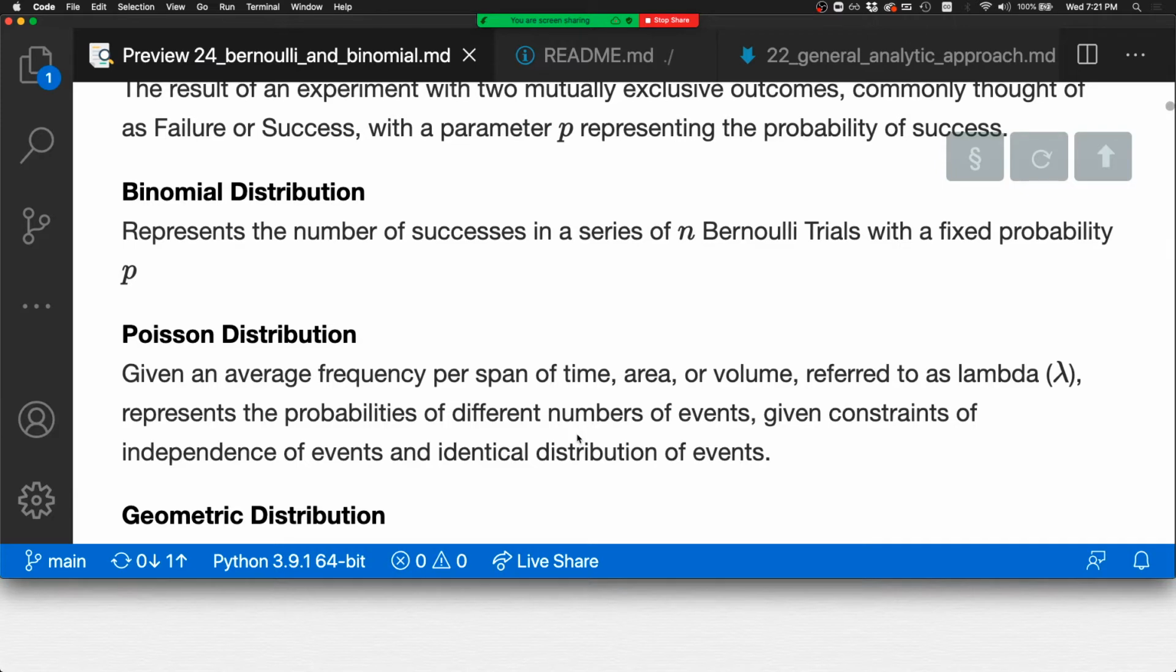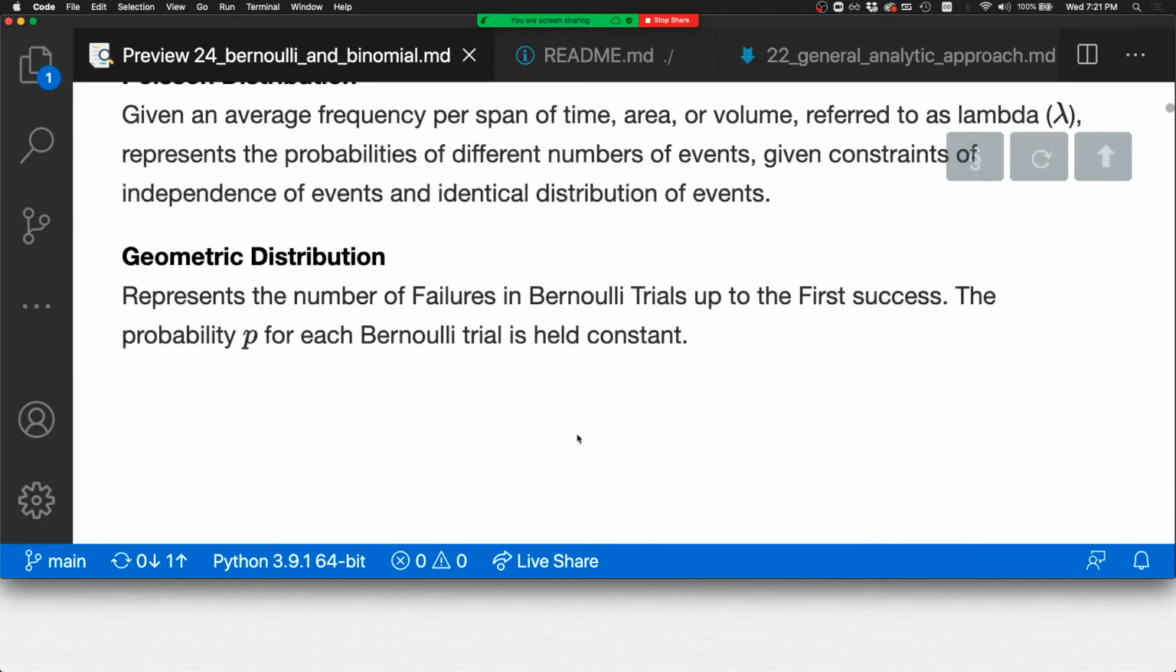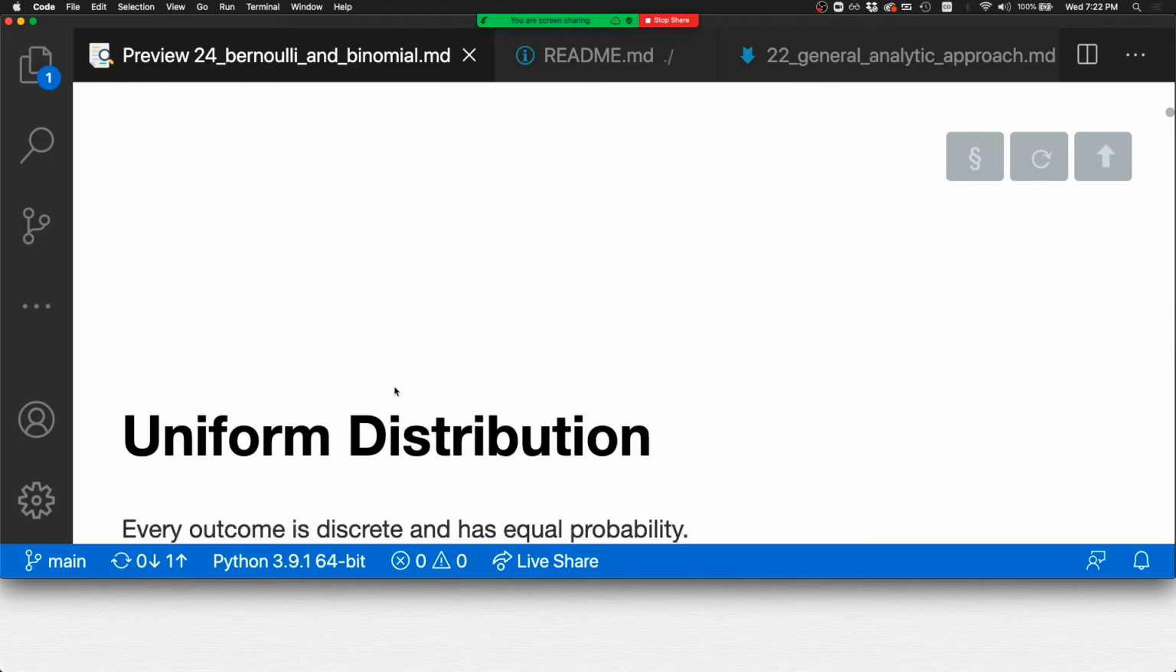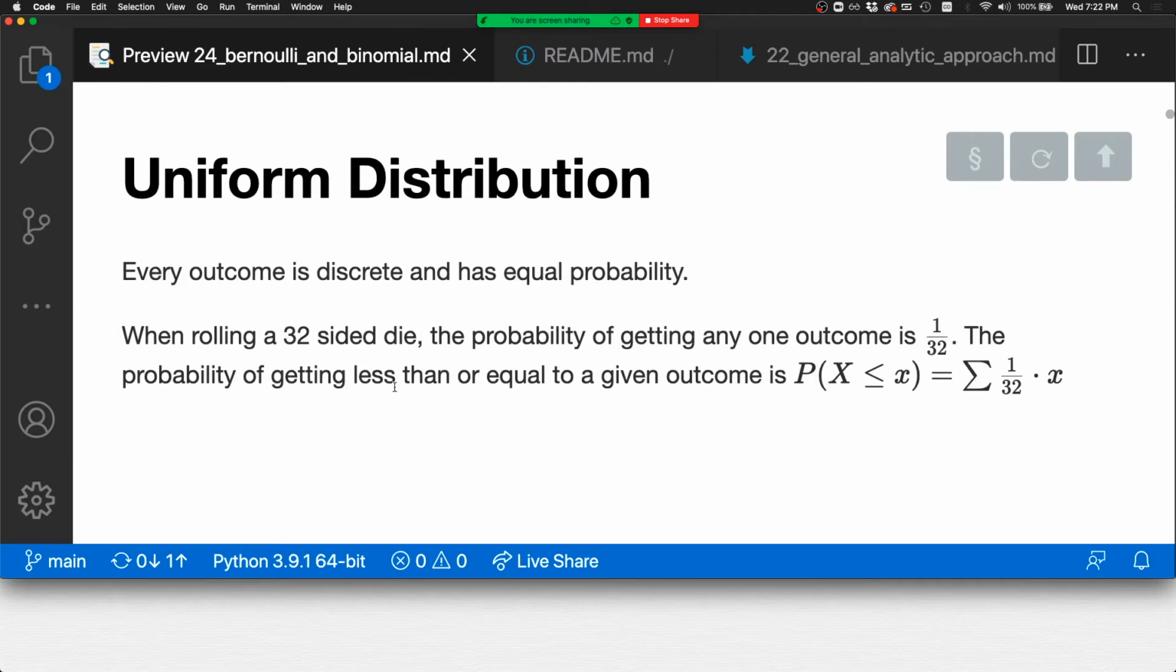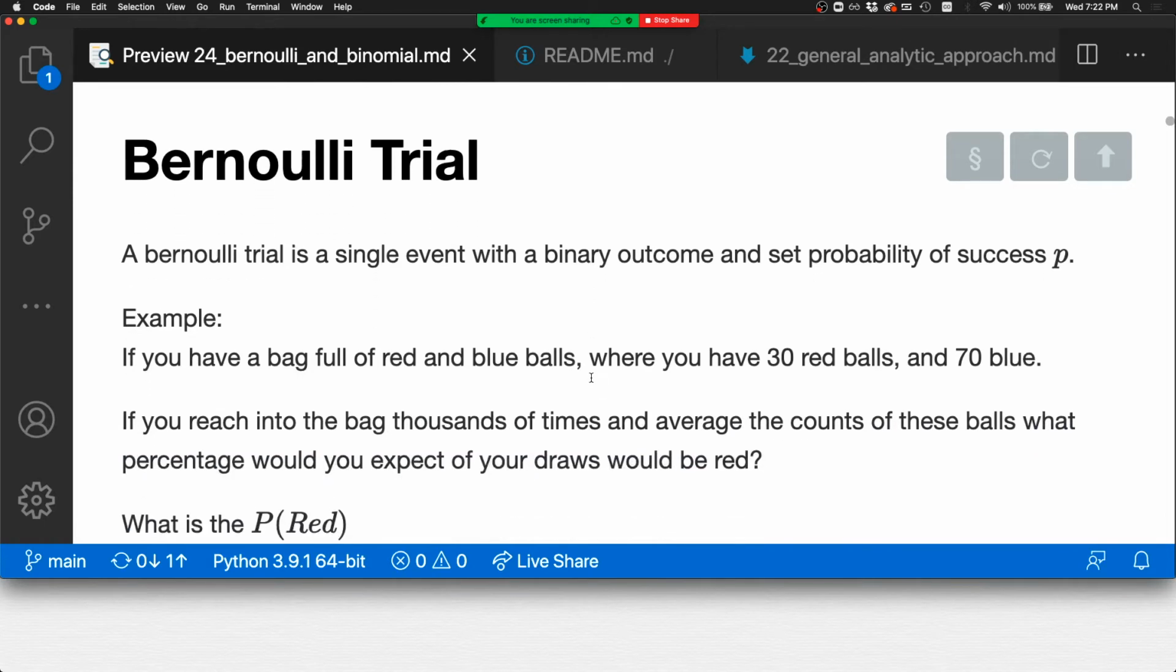So the last distribution we're going to consider in discrete distributions is going to be the geometric distribution. And this looks a lot more like the binomial distribution. In this case, we're talking about the number of failures up to a success. So it's the distribution of failures up to the first success. Again, it's Bernoulli trials with a fixed value of the probability of success for any given Bernoulli trial. Okay. So talking about a uniform distribution, I already essentially said this. I think we can leave this here and move on to Bernoulli trials.